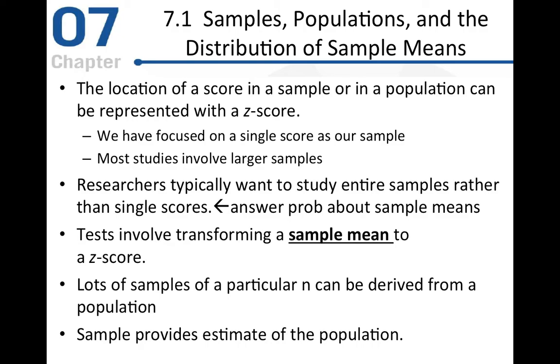So lots of samples of a particular N can be derived from a population, and that will be very important as we discuss expected values of N, M, and things like that. So samples provide an estimate of a population. They're not as reliable as if we had all of the information from the population, and that is why we have standard error.